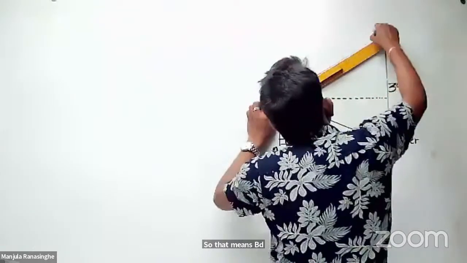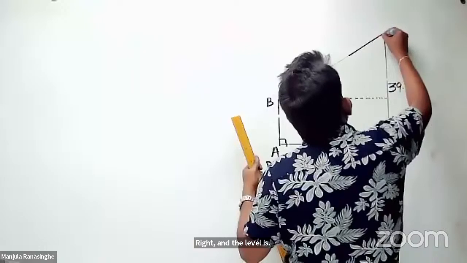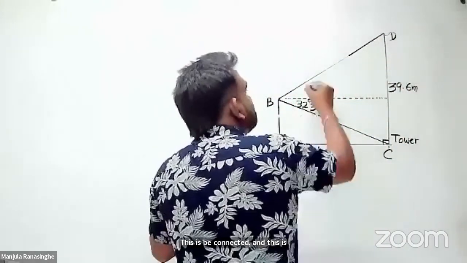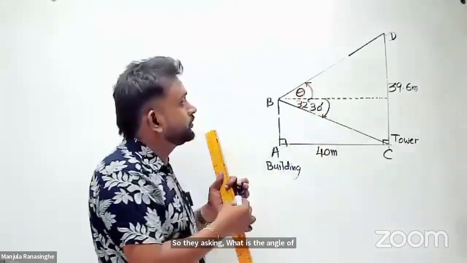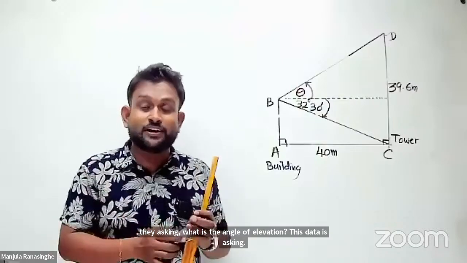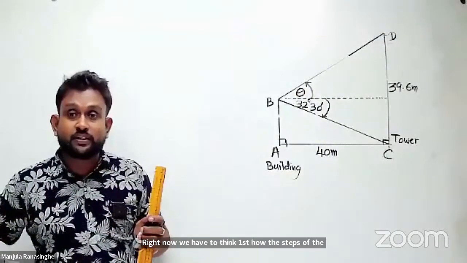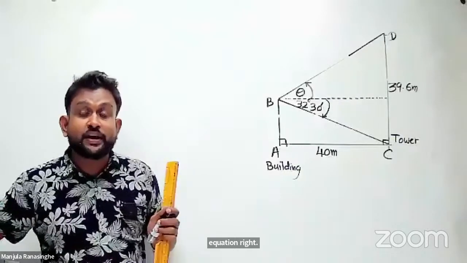And the eye level is horizontal. This is BD connected, and this is the eye level that is horizontal. So they're asking what is the angle of elevation, this theta. Right, now we have to think first about the steps of the equation. And they're asking the magnitude of the angle of elevation.